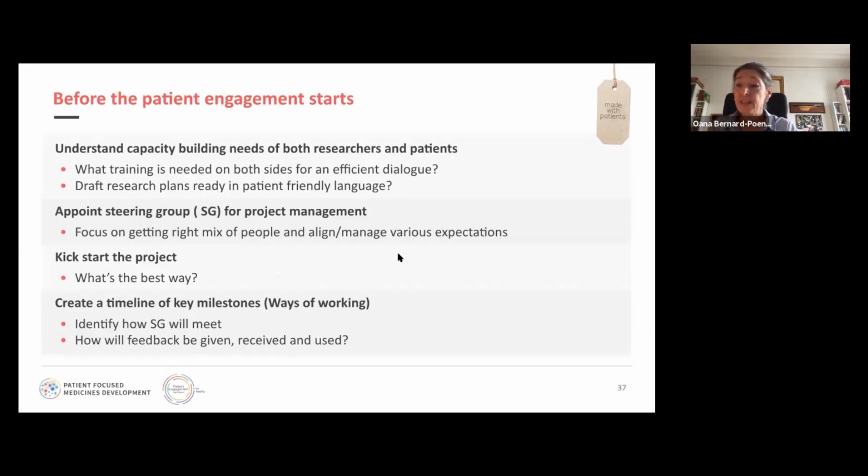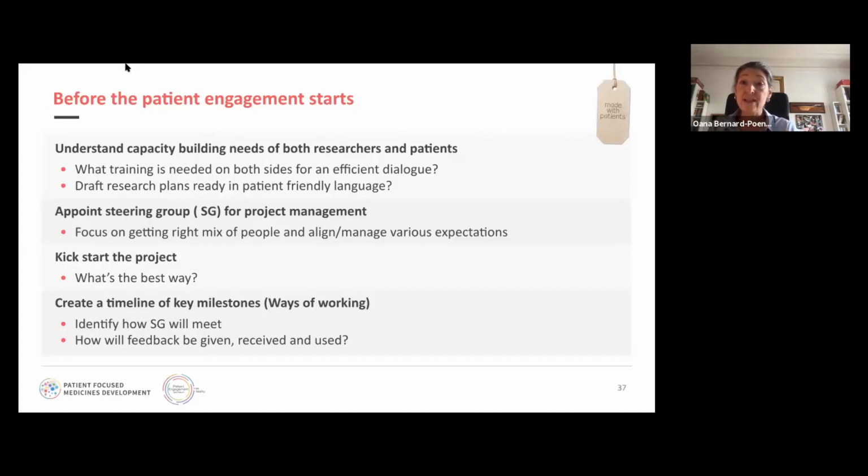So, important things, let's switch now to some important preparation points before the patient engagement starts. It's important to understand the capacity building needs of both researchers and patients, because those people have to discuss together. If patients need to be aware of the pharma cycles, what the research is about, how things are done, why researchers are doing such things, it's also important for researchers to have the capacity and the talent to make their complicated work simple to understand for people and to be at ease in dialoguing with patients. So this also sometimes needs some training.